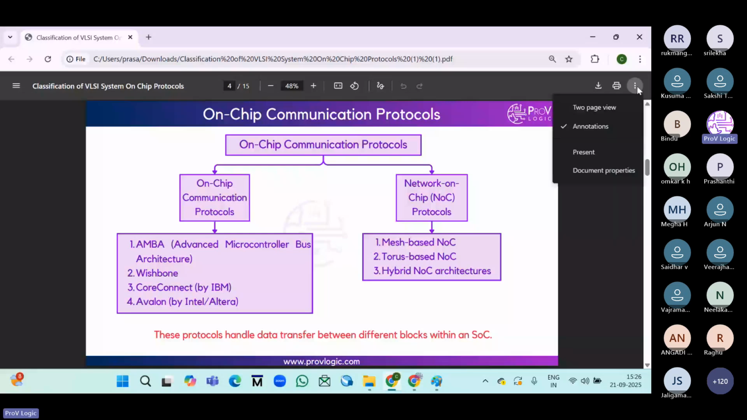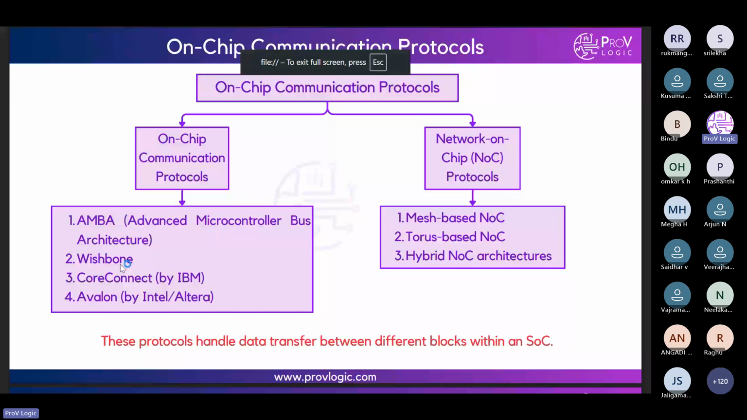And like that, there are different protocols like Wishbone, CoreConnect by IBM, Avalon by Intel. These are protocols used particularly for their own projects, not open source. And there are some network on chip protocols like mesh, torus, hybrid. We have the network on chip, right? Like a system on chip, there is network on chip.